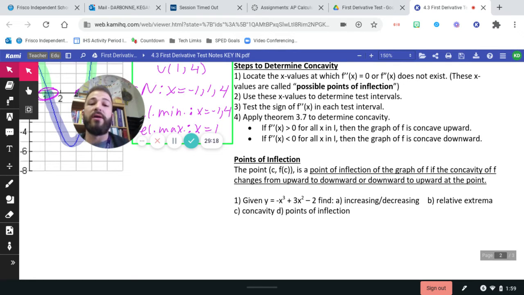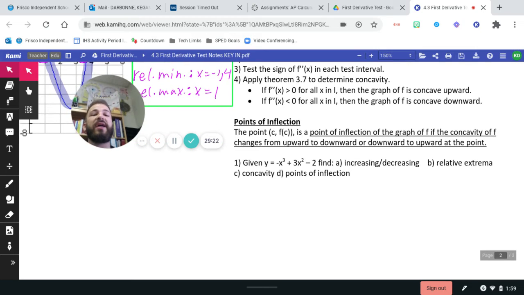Okay, so we're going to look at number 1. Given y is equal to negative x cubed plus 3x squared minus 2, we're going to find all increasing and decreasing intervals, all relative extrema, all concavity intervals, and all points of inflection. So we're going to do all of it for this one function. So much information. The biggest thing is just to keep your derivative straight and make sure you're plugging into the right function.